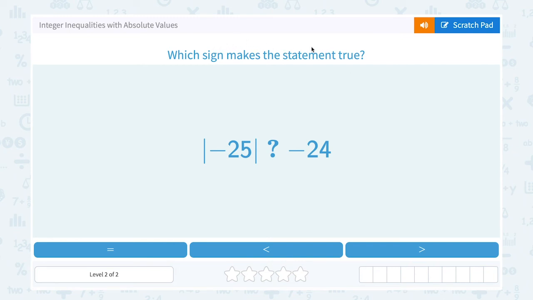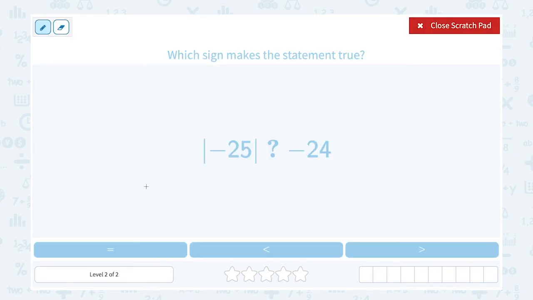Okay, which sign makes the statement true? The absolute value of negative 25 compared to negative 24. Okay, well, absolute value is a distance. So the distance of negative 25 from zero is 25 units to the left. So that becomes a positive 25. So if we're comparing positive 25 and negative 24, a positive is always bigger than a negative. So 25 is greater than negative 24.